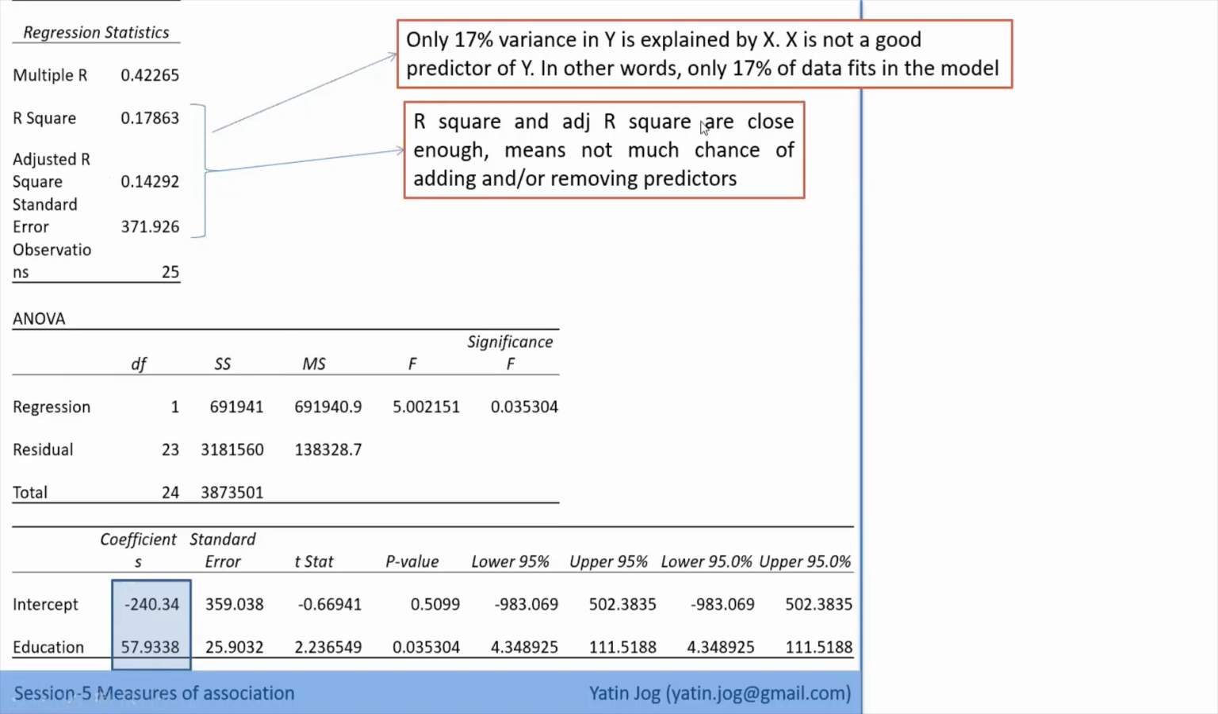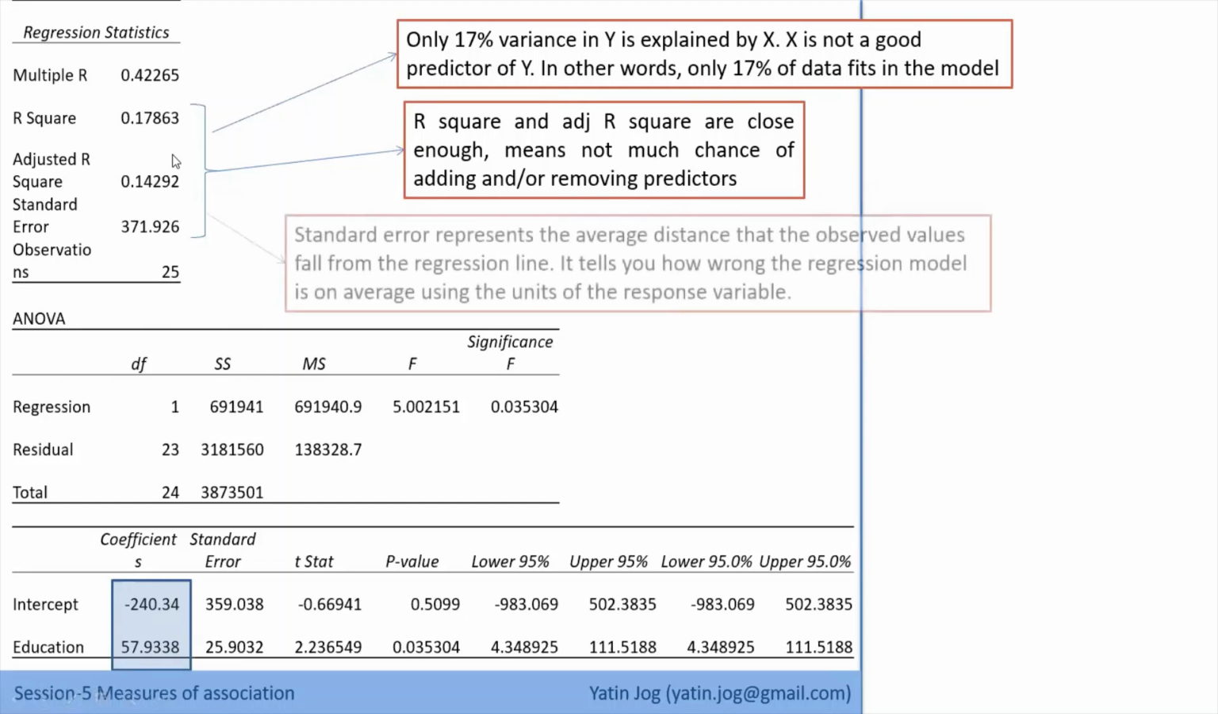If R square and adjusted R square are close enough, it means there is not much chance of adding or removing any predictors or independent variables. So they should be close enough. And next is standard error. What is standard error? It represents the average distance that the observed values fall from the regression line. It is basically the deviation. The larger the deviation, the larger the standard error value. It tells you how strong the regression model is on average, using the units of the response variable. So basically standard error tells you the accuracy of the model.